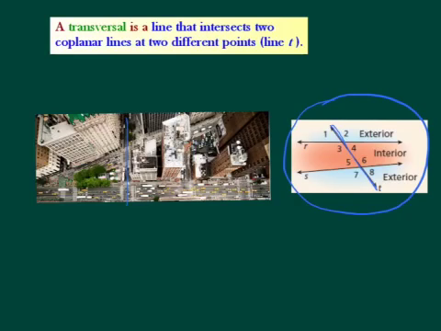When line T intersects the two other lines, lines R and S, there are 8 angles that are created by their intersection, and we can classify those angles as angle pairs. So let's take a look at those angle pairs right now.